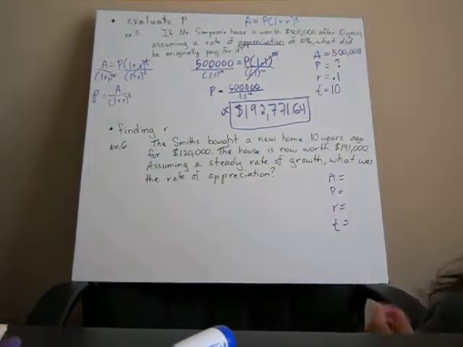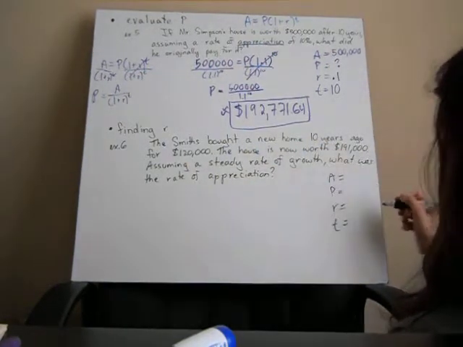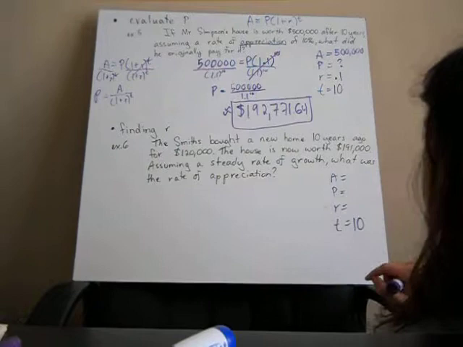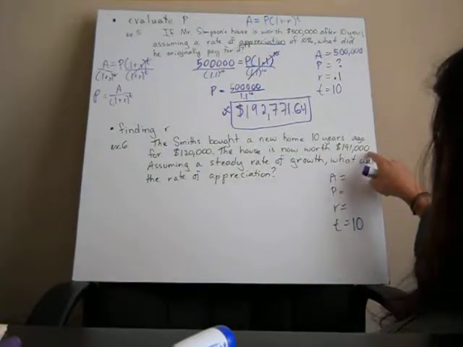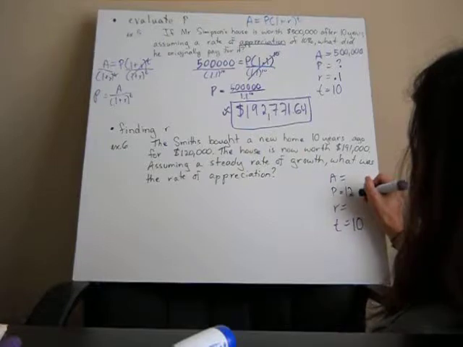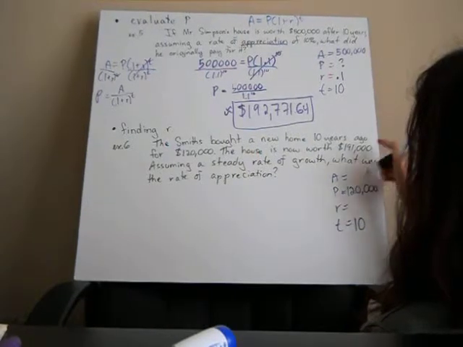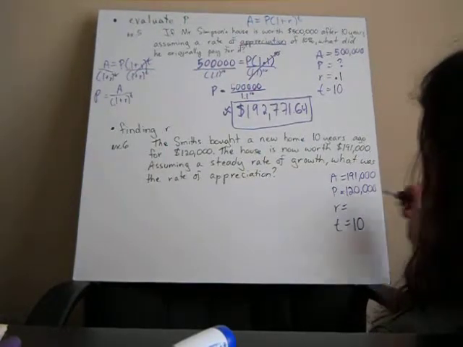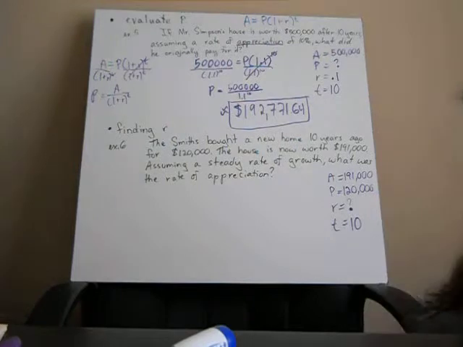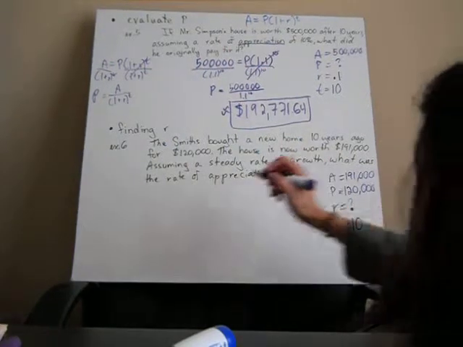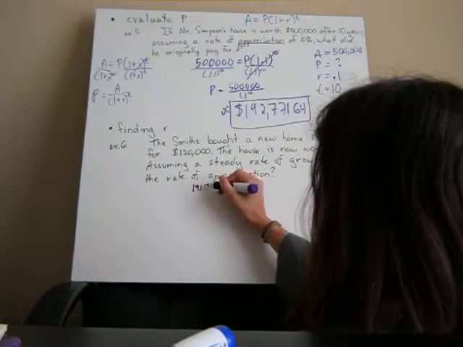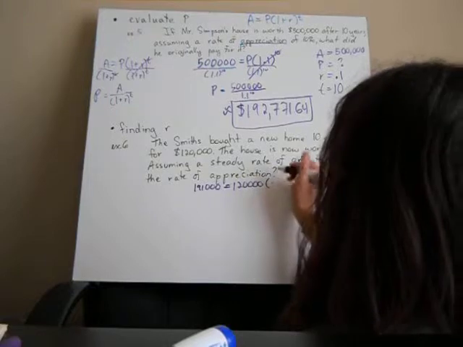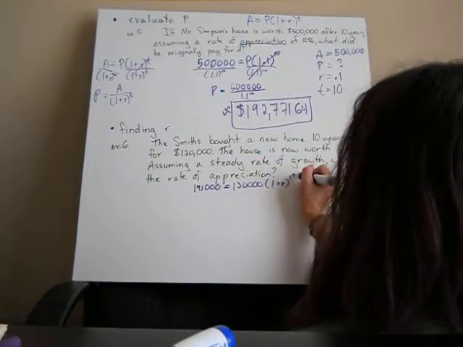Okay, so looking at example 6, the Smiths bought a new home 10 years ago, so T is 10, for $120,000. The house is now worth $191,000. So that means this is P, and now it's $191,000. Assuming a steady rate of growth, what was the rate of appreciation? And that is a good question. So we're trying to find R. So plugging in our numbers, that means we have 191,000 is equal to 120,000 times 1 plus R to the 10th power.